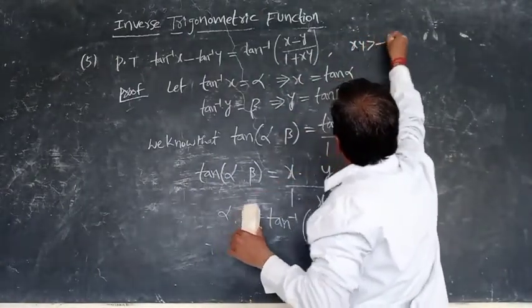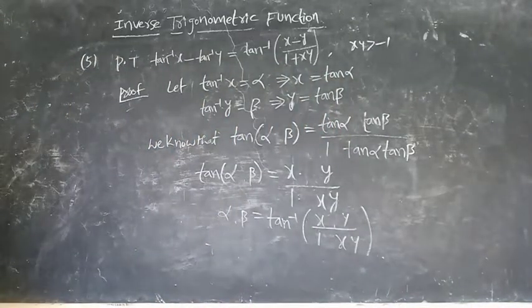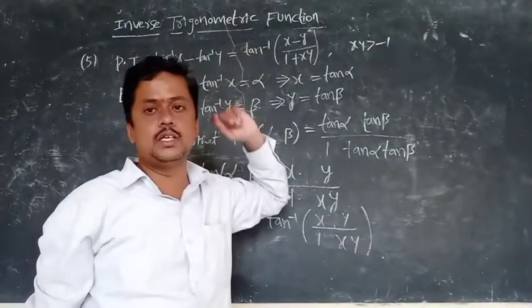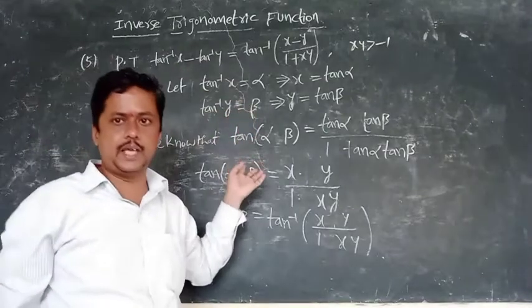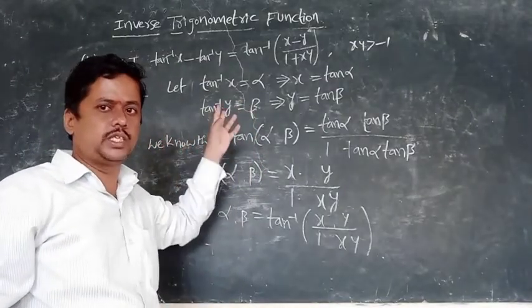xy is greater than minus 1. So, how to prove this one? Same method we followed in the last property. The method is the same, but there is some difference. See how to do this one.